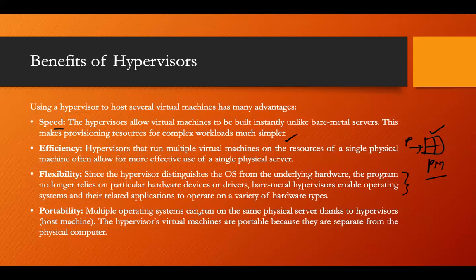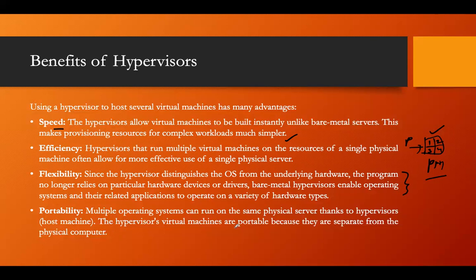Portability. Multiple operating systems can run on the same physical machine. That is called portability, right? So we have operating system 1 here, operating system 2 here, 3 here, 4 here. So in one physical machine we can run many operating systems. That provides the portability.